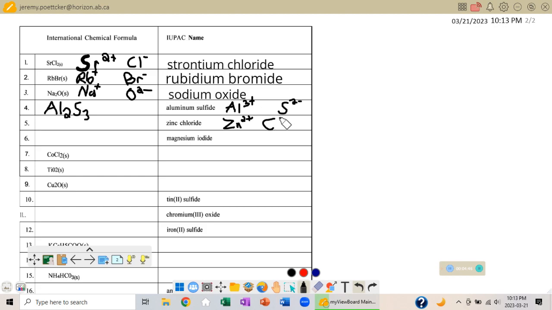Each of the zincs is a 2+. Each of my chlorides is a 1-. I look and say I need the same number of pluses and minuses. Well, there's 2 here, which means I need 2 chlorides. So this is going to look like ZnCl2.